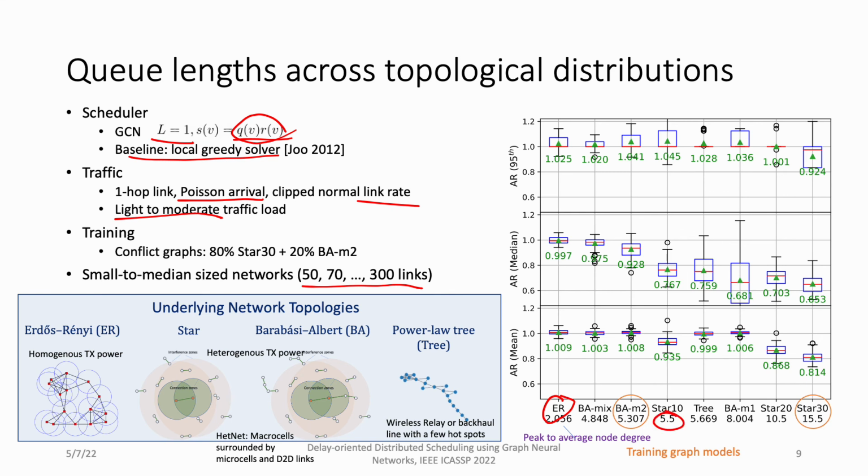And the numbers here show the peak to average node degree. So the larger the number is, the more concentrated the conflict graph is. And the box plot shows the relative latency of our scheduler, which is normalized by the baseline. So here the 1 is the baseline. The smaller the number, the better the latency performance is. As we can see, for the median relative latency, our approach can improve latency on highly concentrated conflict graphs. Meanwhile, for the worst case latency, our approach only causes slight degradation. So this shows that our approach can improve the experience of most of the links in the network with minimal impact on the worst case experience.